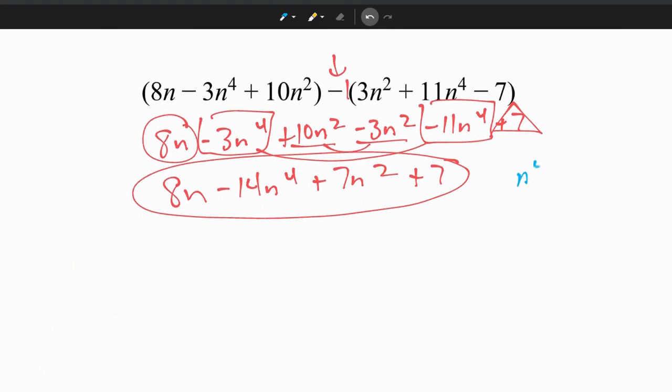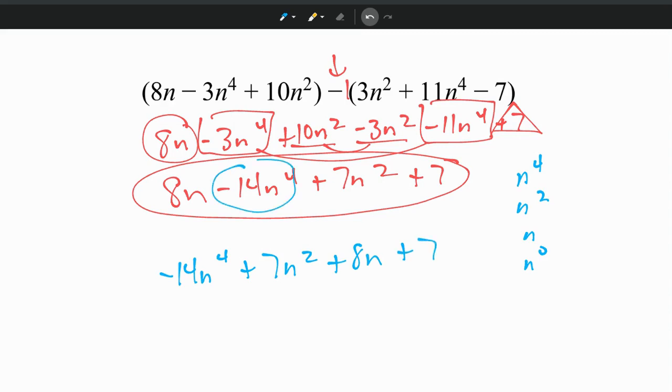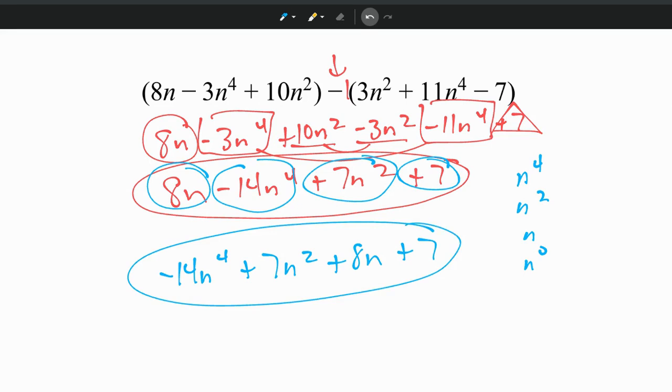On this one, we have an n to the fourth, an n squared, an n, and a 7, which is n to the 0. So that's the order we'll go in. We would normally write this as negative 14n to the fourth plus 7n squared plus 8n plus 7. And the thing I want to draw your attention to here is notice that is a negative 14, that is a positive 7, that is a positive 8, and that is a positive 7. So that's the order that you should start writing it in.